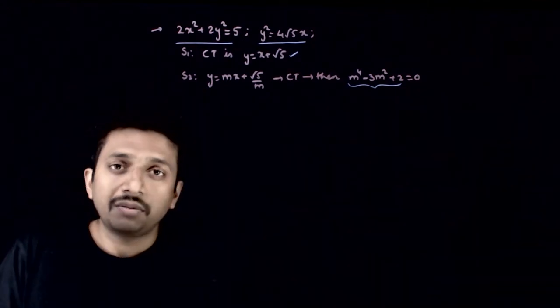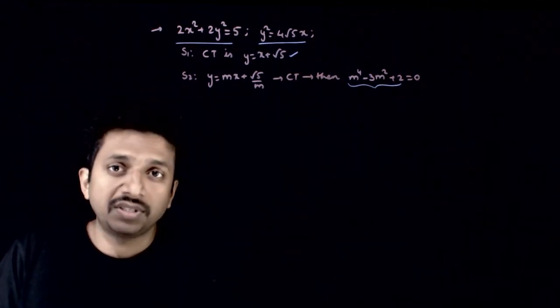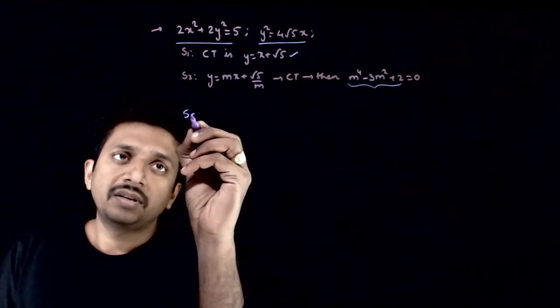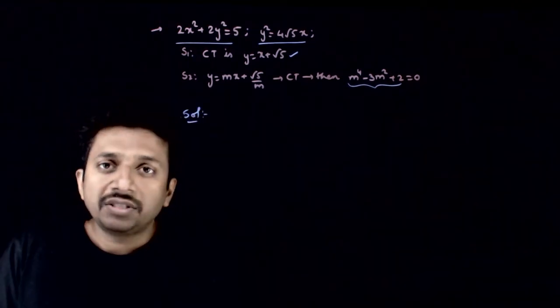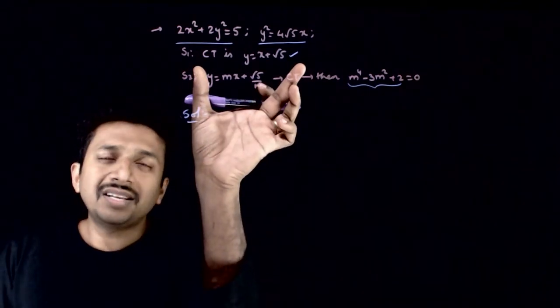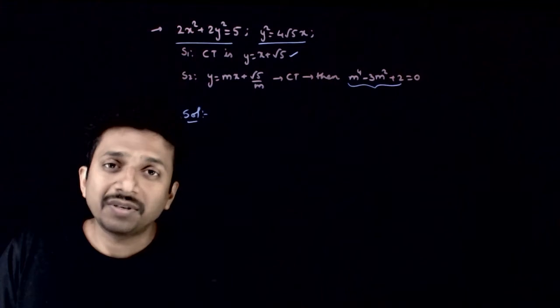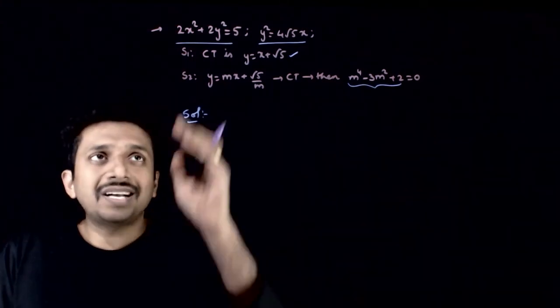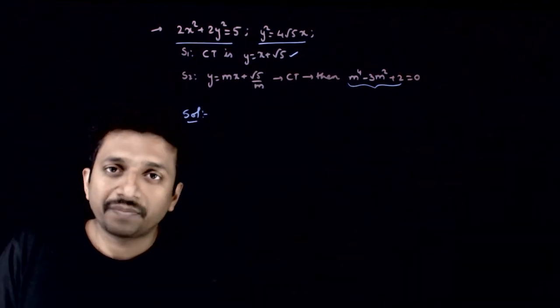m⁴ − 3m² + 2 = 0. So now let us try to check whether these statements are valid. These statements talk about the common tangent to these two curves. First let us find the common tangent to these two curves.